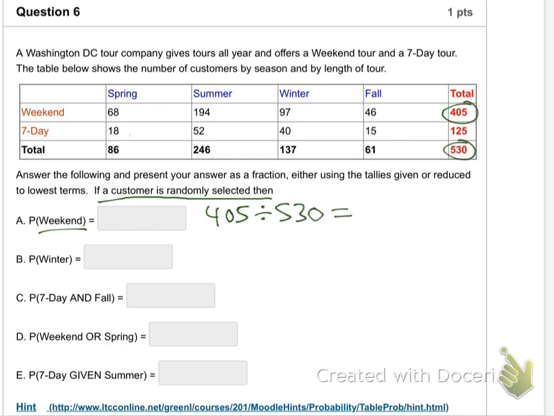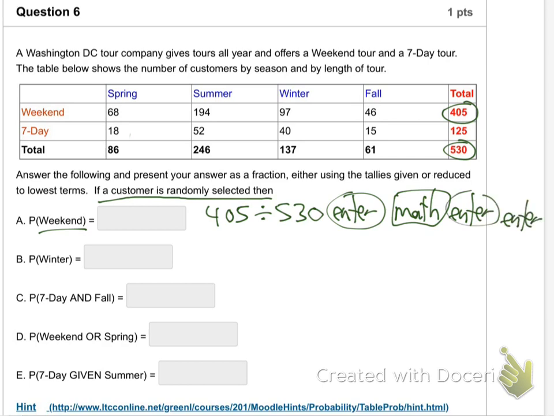All right. 405, so whatever. They want a decimal, I assume. I don't know what they want. Do you guys know? Does it want a decimal? Or? Answer as a fraction either way, using tallies given and reduced to lowest terms. Oh, reduced fraction then. So remember how to do that? So you got to hit math enter, right? So you put that in. You can just hit enter there. And then after you get that, hit math, enter. So it wants a reduced fraction? It doesn't give you the option to put it in as a fraction.